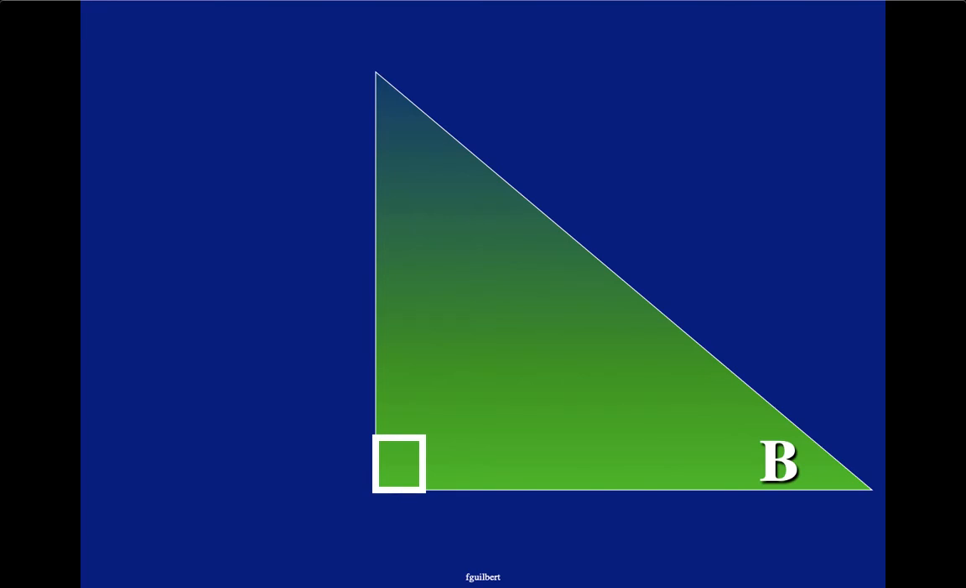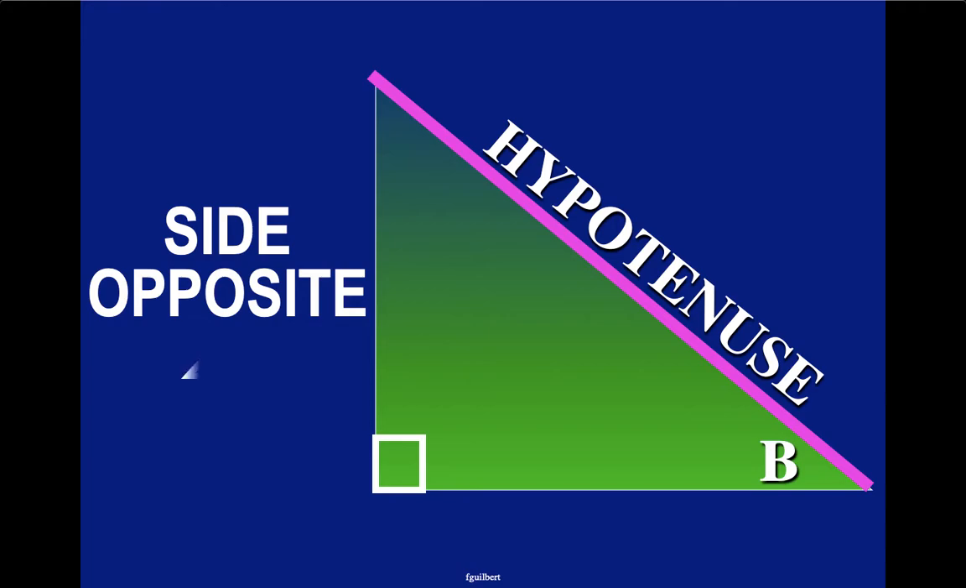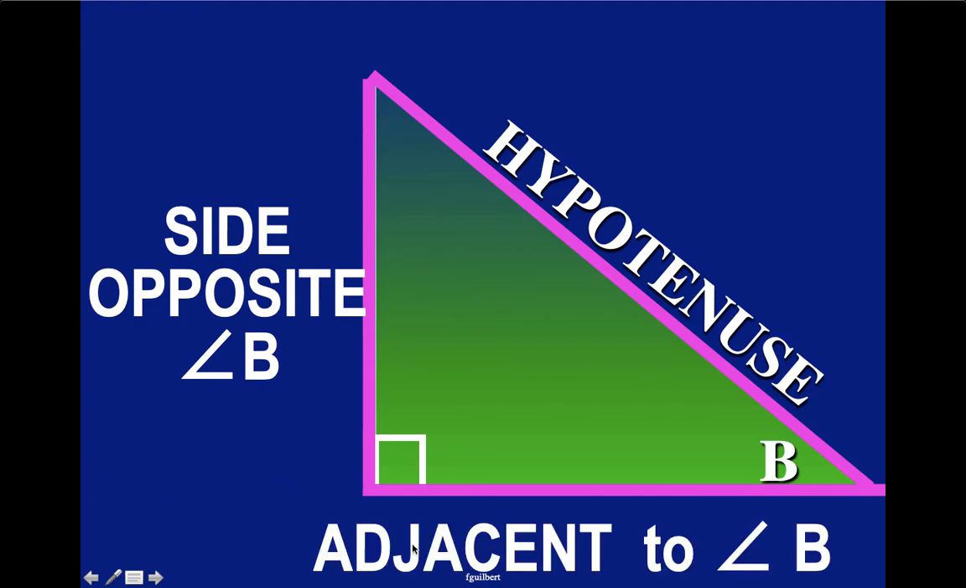We need to be able to identify the sides of the right triangle. We have the hypotenuse across from the right angle. We have the opposite side, which is across from angle B. And we have an adjacent side to angle B, which connects into the vertex.